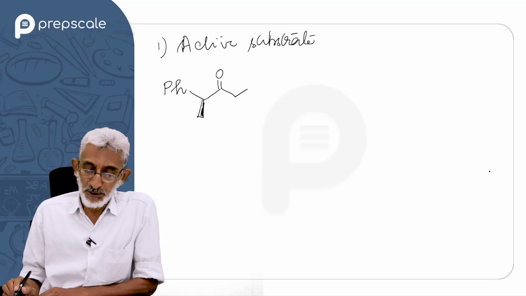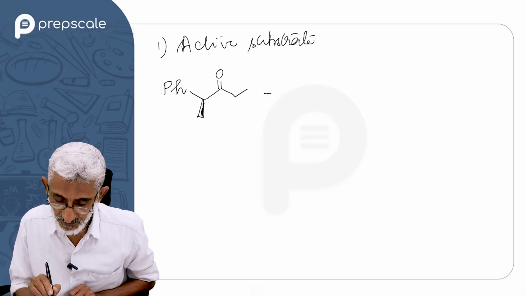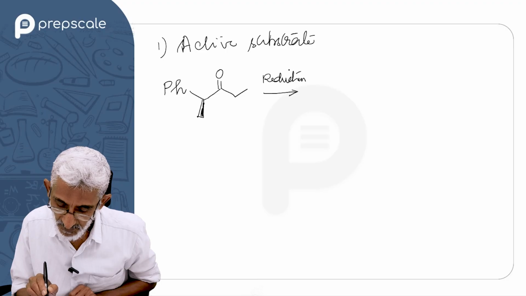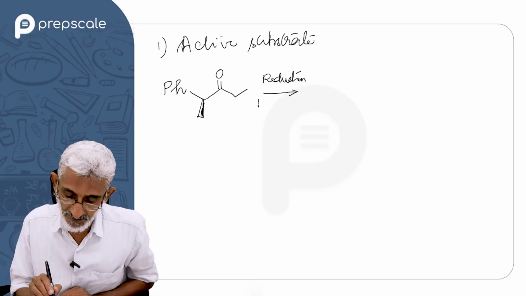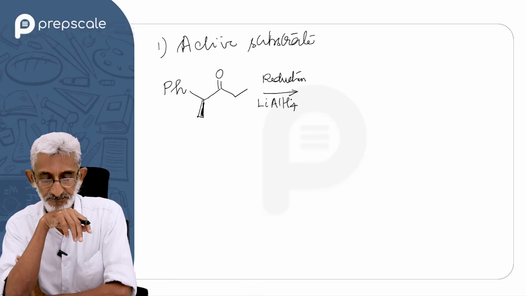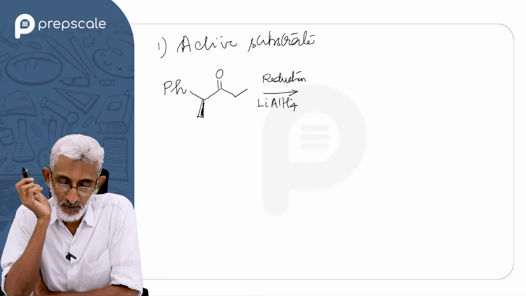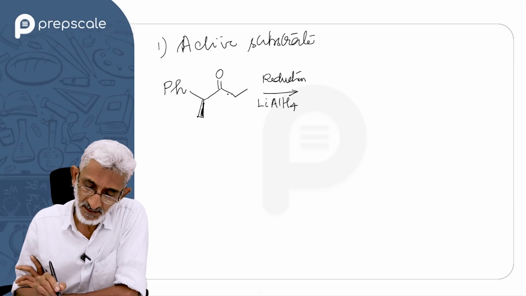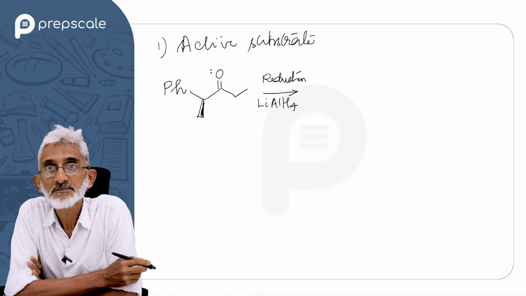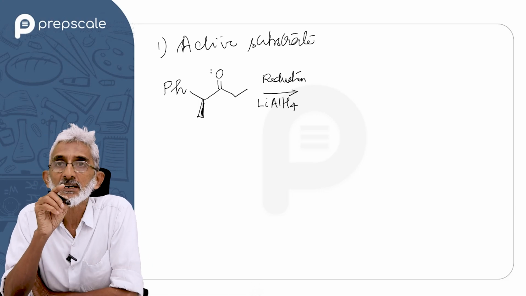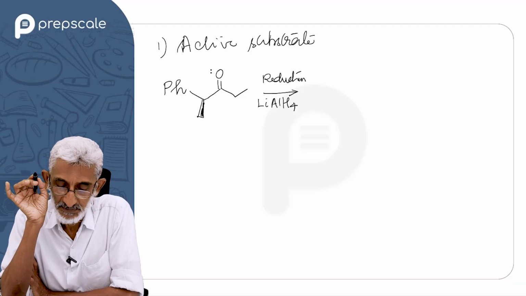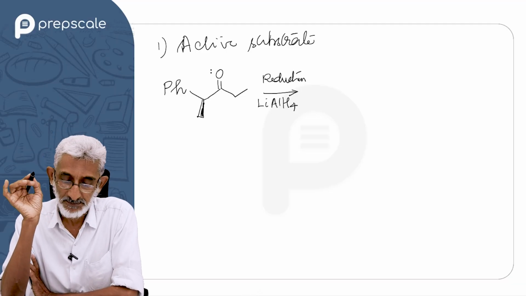Now let us do a reduction of this using lithium aluminum hydride, LiAlH4, and see what will be the product. Now you will be knowing, look at this, you have only one functional group. It's a keto group. So a ketone on reduction will give you the alcohol. Yeah, that is known to you.